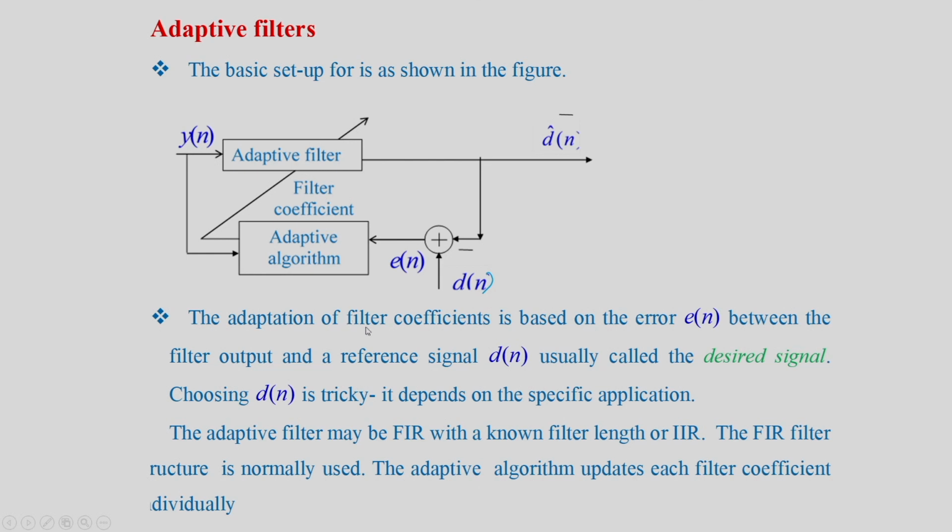The adaptation of the filter coefficients is based on the error e[n] between the filter output and a reference signal d[n], usually called the desired signal. Choosing d[n] is tricky. It depends on the specific application. For example, we showed how we can choose d[n] in the case of adaptive channel equalization and adaptive system identification.